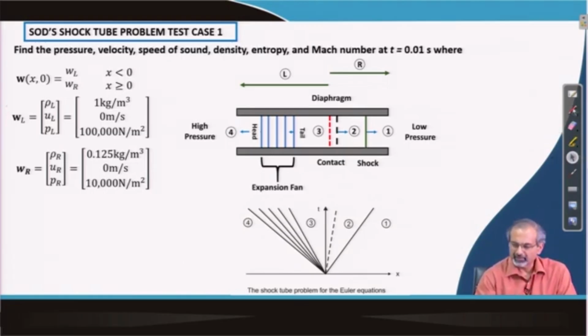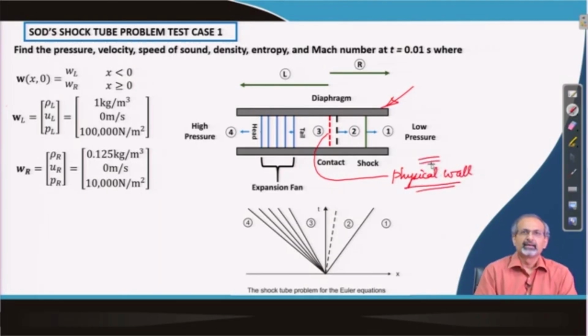where we have a long tube, which is usually a thick metallic tube, inside which we initially have a diaphragm, that means a physical wall. It is usually not too thick a wall, it should be breakable by some means, mechanical or electrical, at a point of time precisely where you would like it to break, and then you try to look at how the shock tube operates.